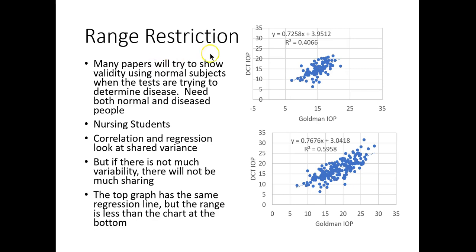So the point here is that if you don't have a lot of variability in your X, you're not going to find as much variability in your Y. And there's kind of a fun example with nursing students that I did many years ago, and maybe sometime in a review session I can talk about that.